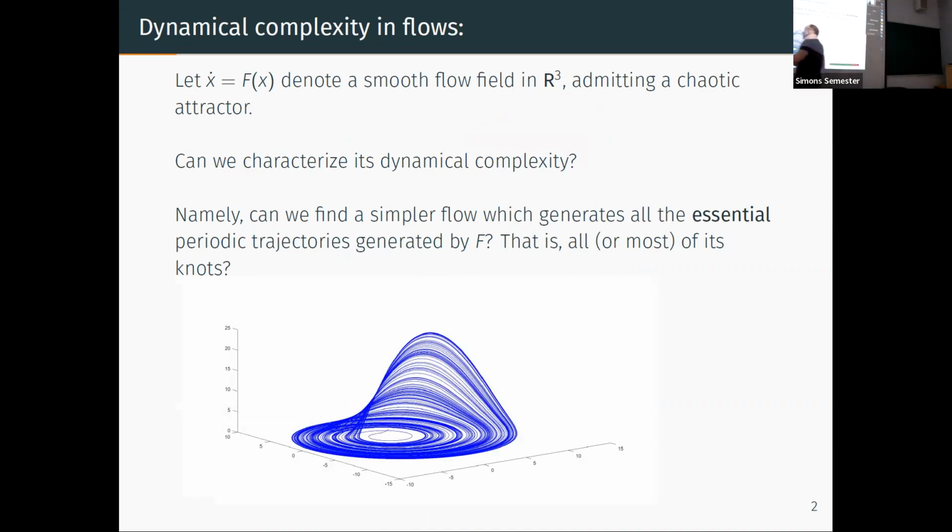Therefore, we would like to differentiate between the two complexities, which are essentially two different types of chaotic dynamics generated by these two attractors. One way to do it is to characterize different chaotic attractors by the different knot types they generate. Even though there are other ways to do it, as far as we're concerned in this talk, we'll define dynamical complexity as the knot types generated by the chaotic attractor, for the simple reason that if we're given two vector fields, both generating chaotic attractors, and they generate different knot types, they cannot be orbitally equivalent on their respective recurrent set in the attractor.